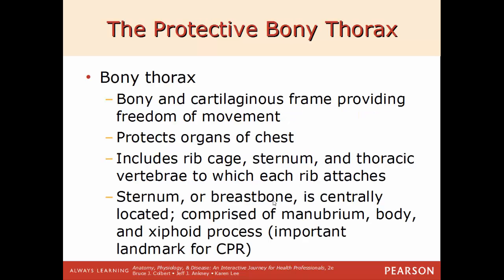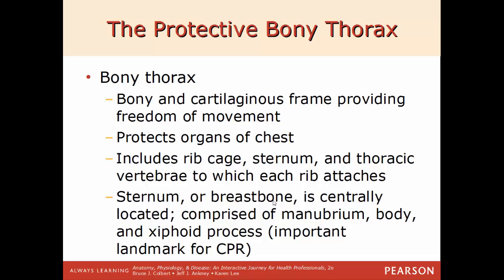Right, now we'll talk about the protective bony thorax. This is a bony and cartilaginous frame providing freedom of movement for the lungs. It will protect the organs of the chest, the heart, and the lungs. Now, the thorax includes the rib cage, the sternum, and the thoracic vertebrae, to which each rib will attach. Now, the sternum, or the breastbone, is in the center of the thorax.